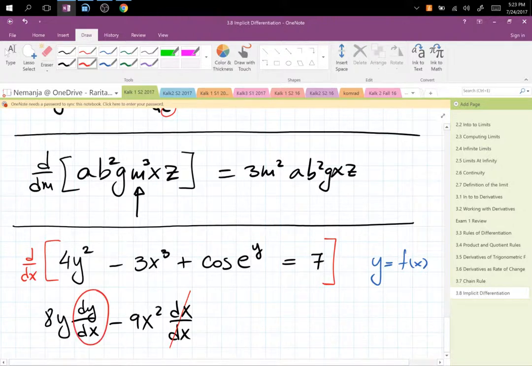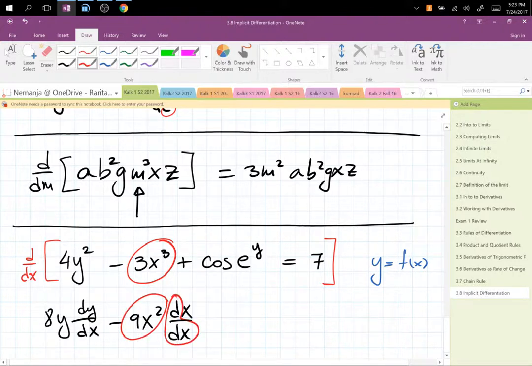These guys don't cancel. So technically what happens here is I say the derivative of 4y squared is 8y. And then I say I took the derivative of y. Now, you see that it stays because dy dx cannot cancel. On this term, I said the derivative of 3x cubed is 9x squared, and I took the derivative of x in respect to x. And I have to say every single one has to be taken in respect to x because that's what the problem started with.